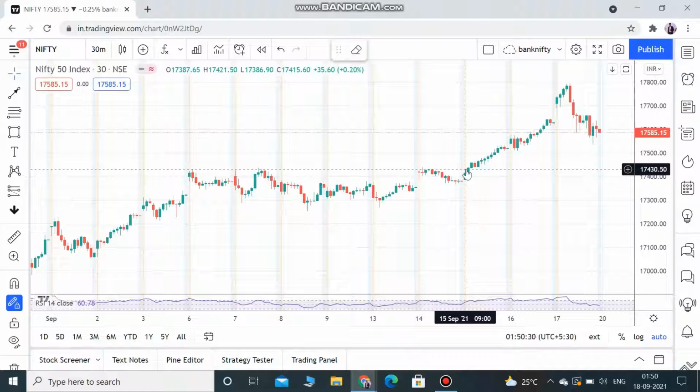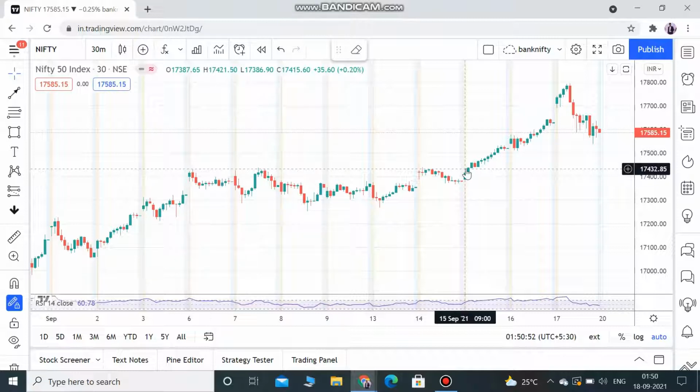Hey guys, I'm here with a new concept on Fibonacci itself, and I will be teaching a small hack on how to find resistance at an unknown resistance place. Nifty is making all-time highs again and again. So how do you know the resistance? Where do you find the next possible resistance?